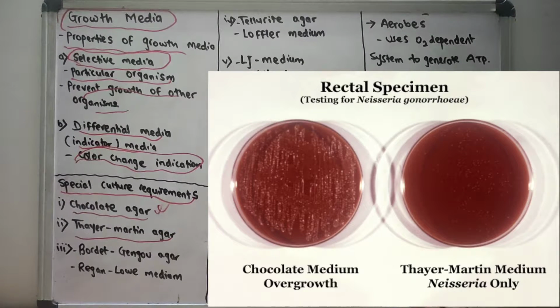The Thayer-Martin agar, as I have said previously, is a selective media. Basically the Thayer-Martin media is chocolate agar plus the antibiotics that I have told you: vancomycin, trimethoprim, colistin, and nystatin. Keep in mind that vancomycin will inhibit the gram-positive bacteria, whereas trimethoprim and colistin will inhibit the gram-negative bacteria, and the nystatin will inhibit the fungi.